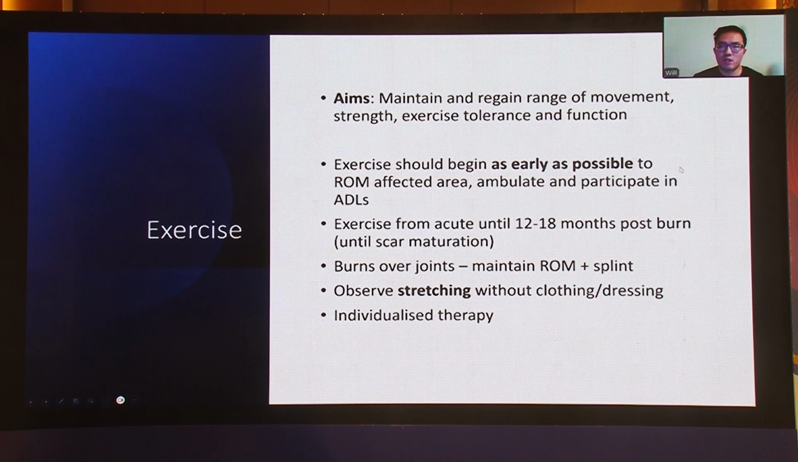So with exercise, we like to maintain and regain range of movements, strength, exercise tolerance and function. Exercise should begin as early as possible to range the affected limb, ambulate, and ask the patients to participate in ADLs. Exercise from acute until 12 to 18 months post-burn should continue. When there's burns over joints, it's important to maintain a range of movement and splinting to prevent any contractures from developing. We also should observe the stretching without clothes and dressings to see how much they're able to actually achieve, and it should be individualized when we provide that exercise.